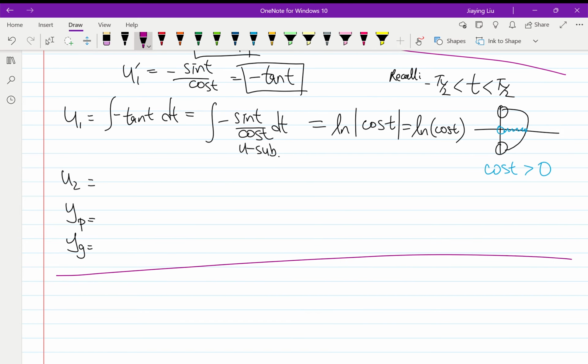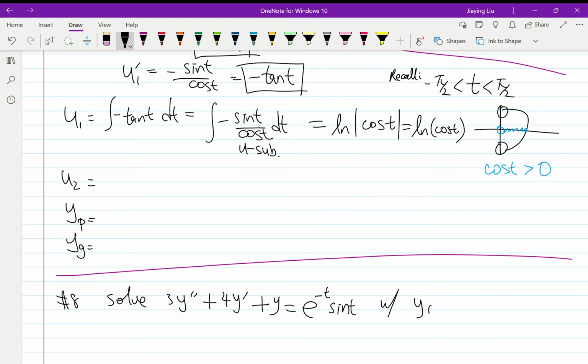Any questions before we move on to the next homework problem? No. All right, number 8. So we're going to solve 3y double prime plus 4y prime plus y equals e to the negative t sine t. In this problem, it'll give you initial conditions, but we're just going to leave them because we don't need them until the end, after we find the general solution.